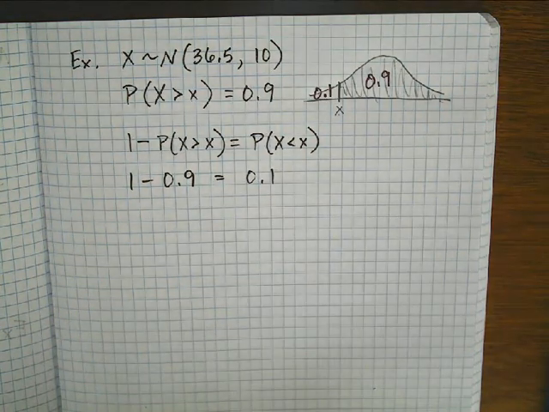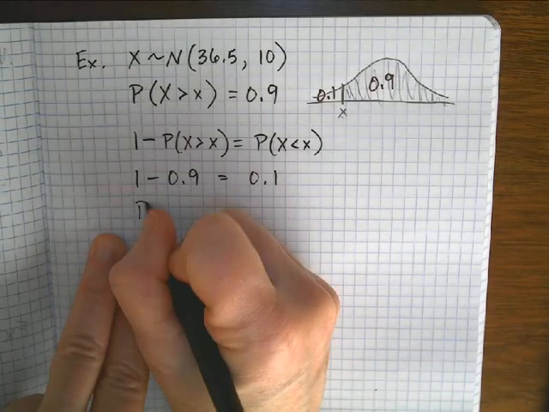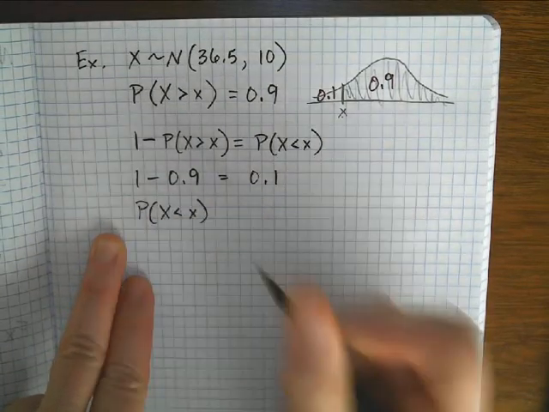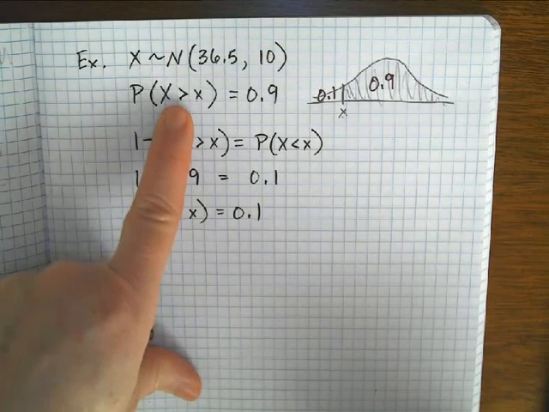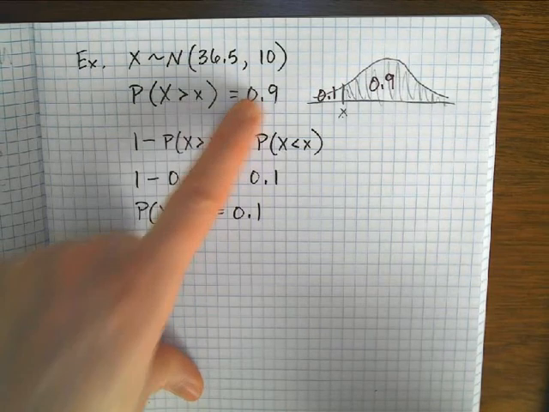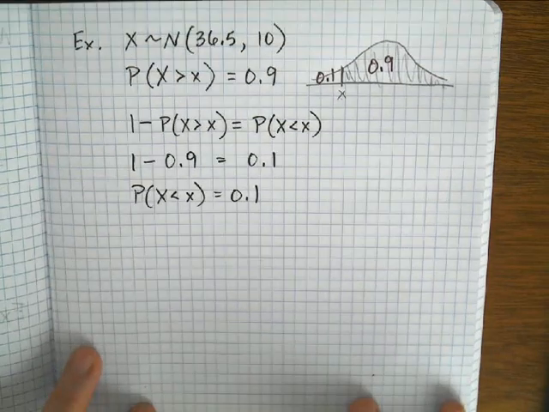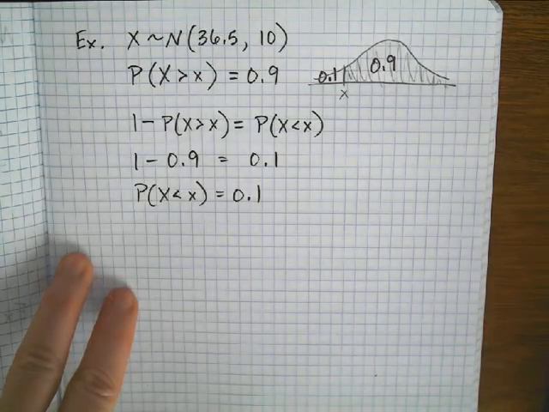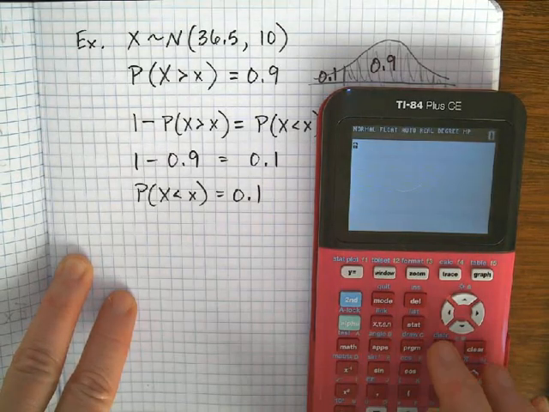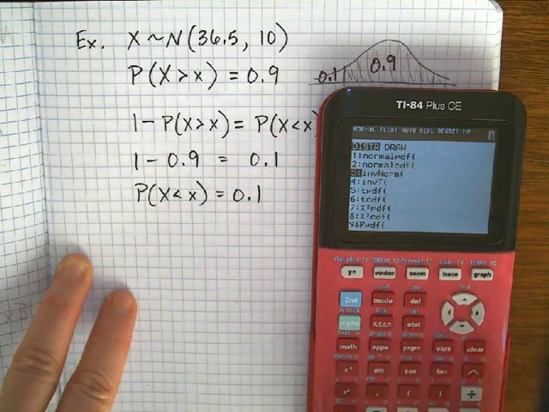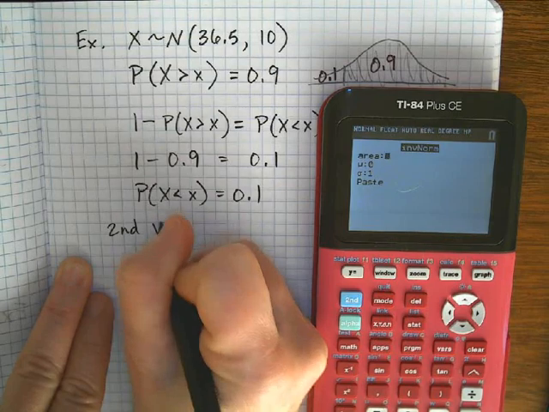Probabilities have to add up to 1. All right, so now I can do my inverse thing because the probability is now in less-than form, and I know that's 0.1. So if you're given it in greater-than form, all you have to do is subtract it from 1, and then you're off to the races. Now we can solve for x. I'm going to put this into my calculator: second vars, option 3.